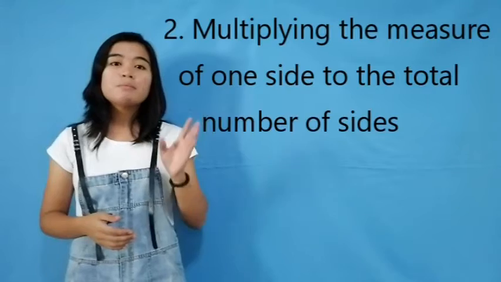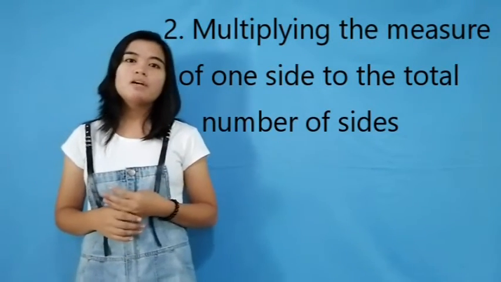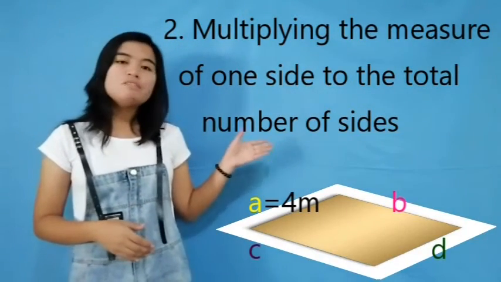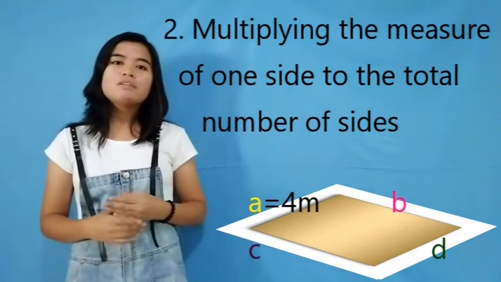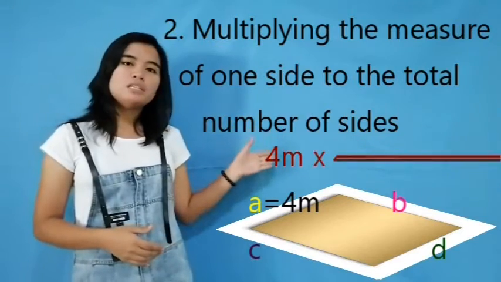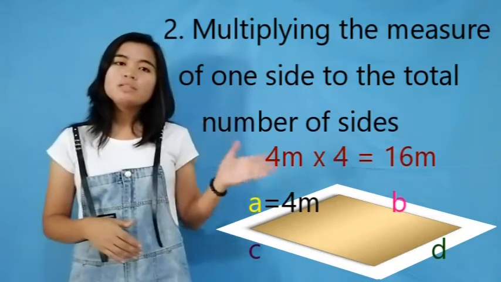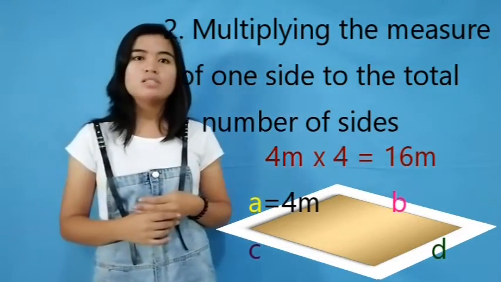So another way of solving a perimeter is by multiplying the measure of one side by the total number of sides. So with the same given, the measure of one side is equal to 4 meters and the total number of sides of a square is 4. So we have 4 meters times 4 is equal to 16 meters. Meaning to say, using either of the two will result in the same answer.